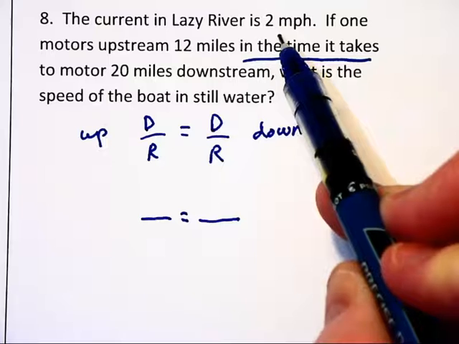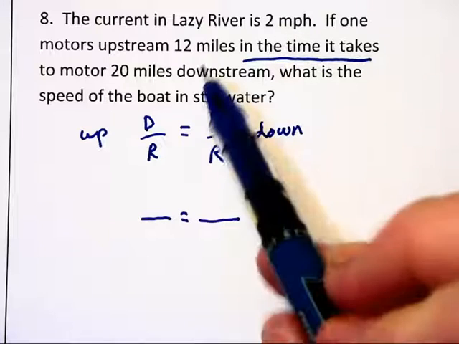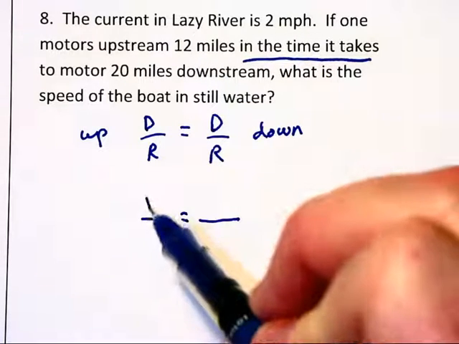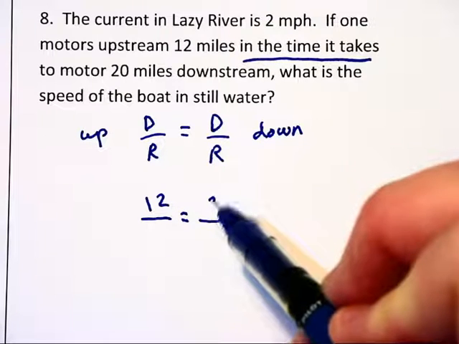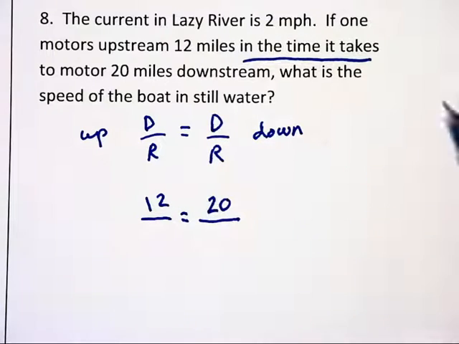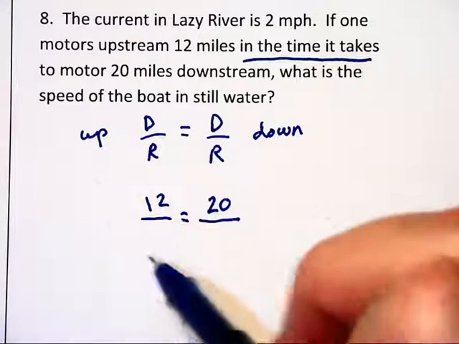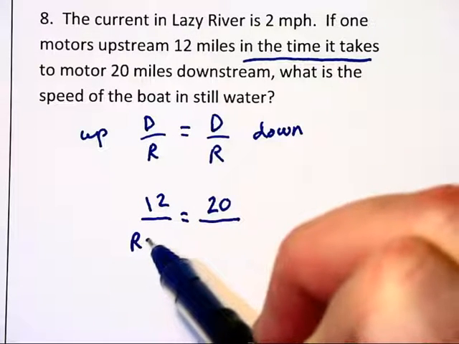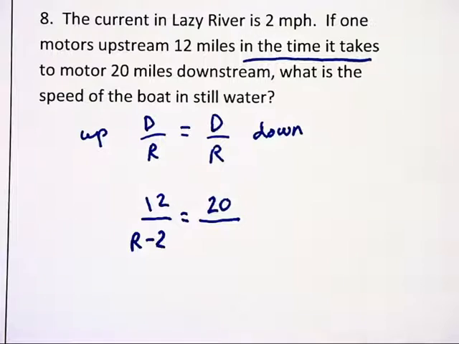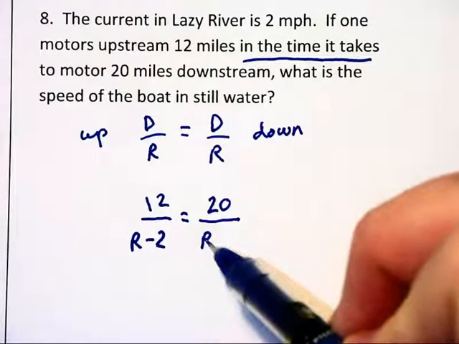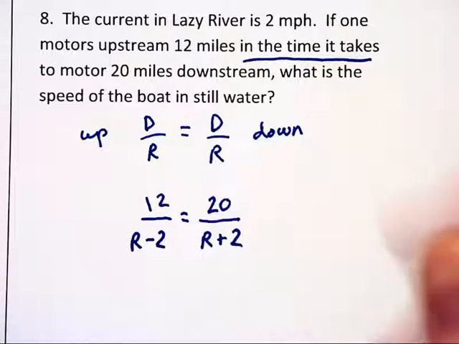The current is 2 miles an hour. We'll get to that in a minute. Upstream is 12 miles. Downstream, the distance is 20 miles. Okay. Now, we're trying to find the speed of the boat by itself without the current. When you're going upstream, the current is working against you. So the boat is traveling at a speed of r minus 2, where 2 is the current. And downstream, you're getting a boost by the current, and so you're traveling at a speed of r plus 2.